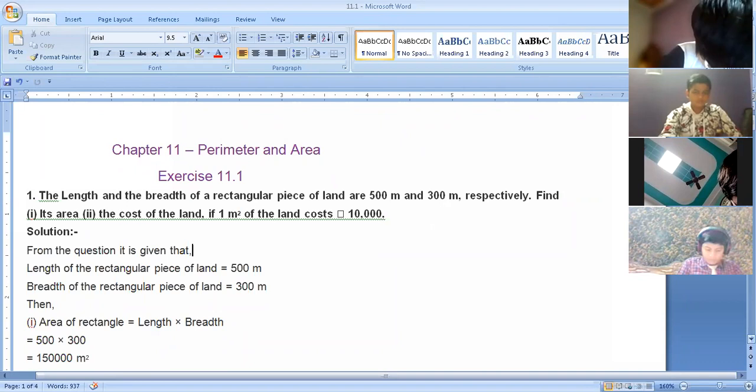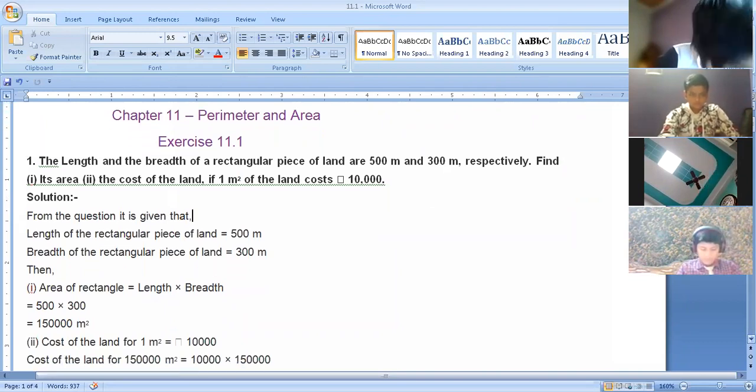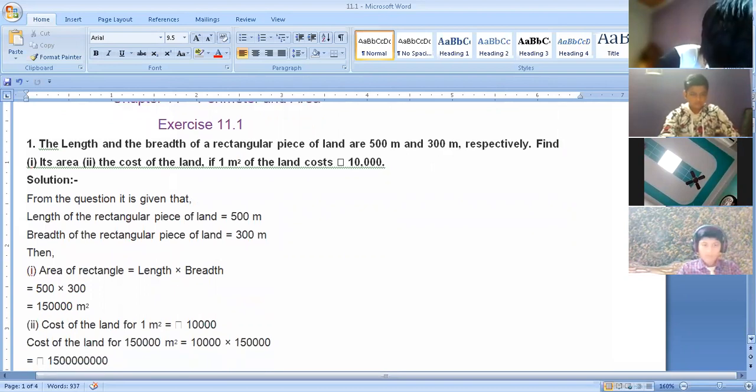Now we have to find out the cost. Cost of the land is given: 1 meter square is equal to rupees 10,000. So 150,000 meter square will be multiplied with 10,000. You will be getting how much?